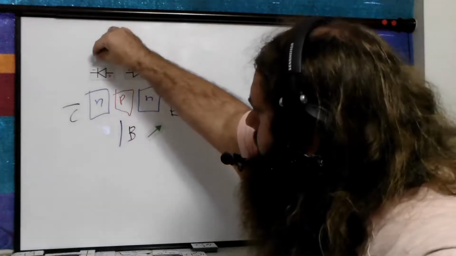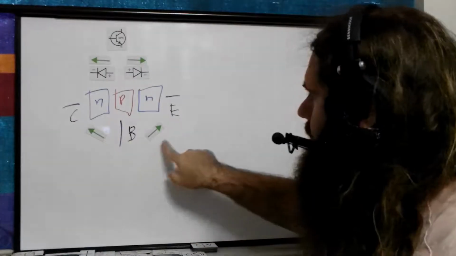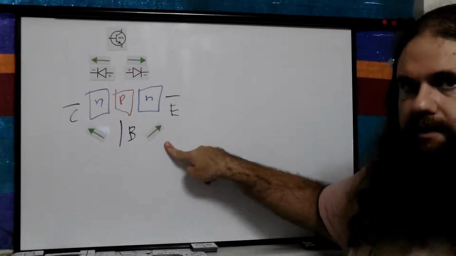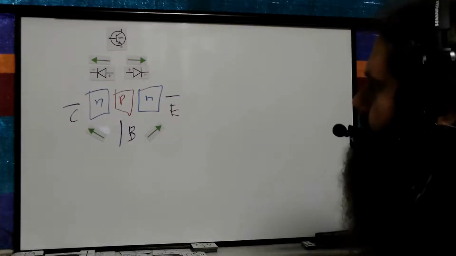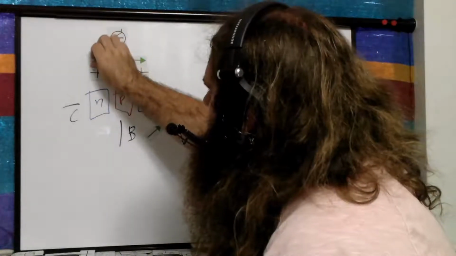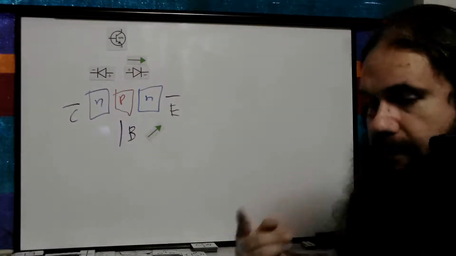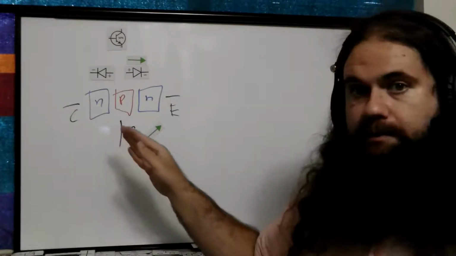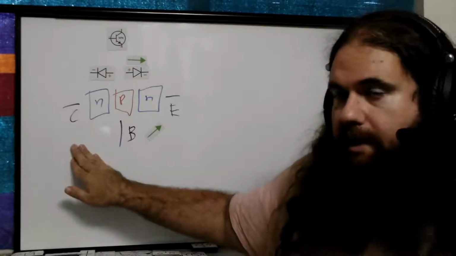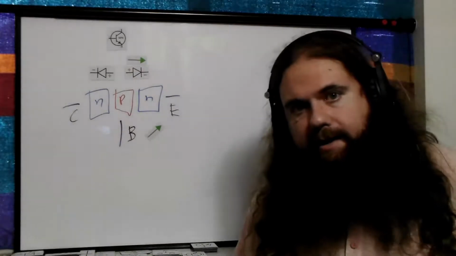So if we forward bias the base to collector junction while we are forward biasing the base to emitter junction, then this is in saturation mode and it's just a wire. If we do not forward bias the base to collector junction, that means we're reverse biasing it, it's not biased at all, same voltage on both sides, it's not forward biased by enough, just not forward biased. Then it's in what's called active mode.